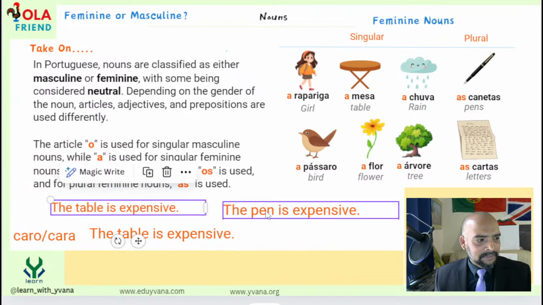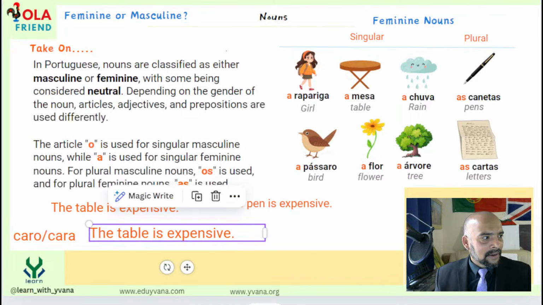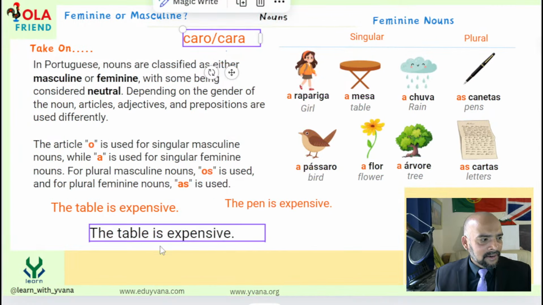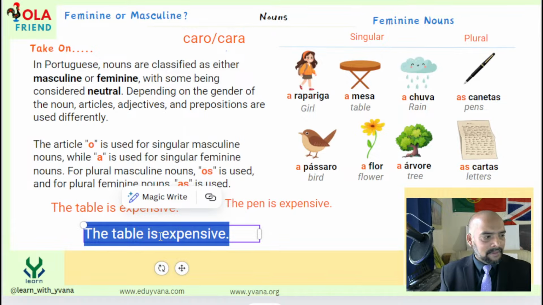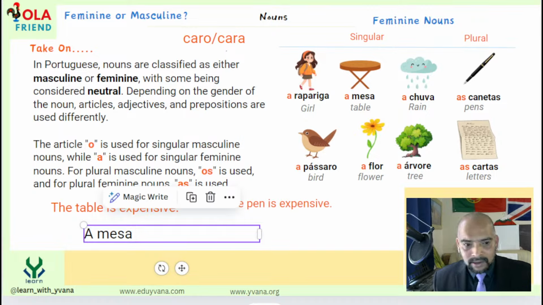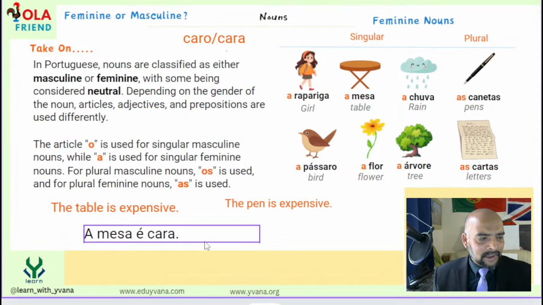So here you can see, let's go to top, right? And I can say here, let's change the color so that it will be good. And let me keep it up here, and I can say a mesa, because table is a feminine word, so we can say a mesa, let me change the keyboard, right? How can I change it? My goodness, now I am in trouble. No, not in trouble, that's fine. Okay, we can say that a mesa é cara, right? And if I have to say that the pen is expensive, a mesa é cara.